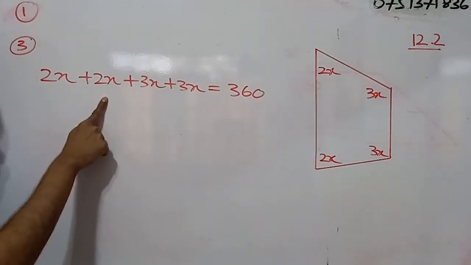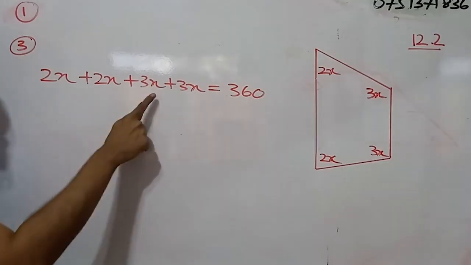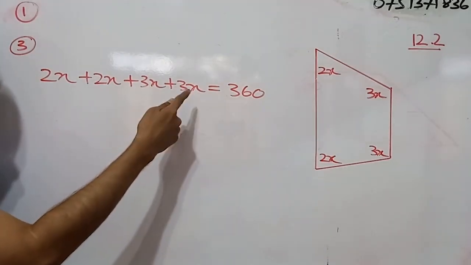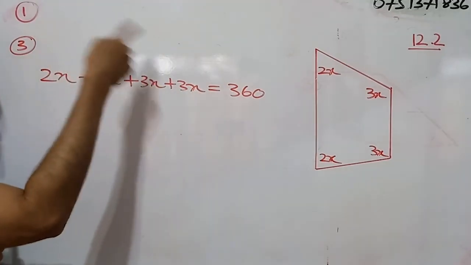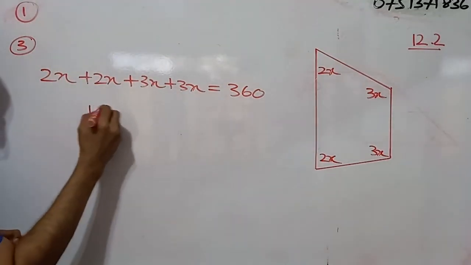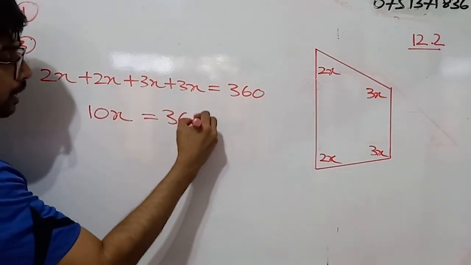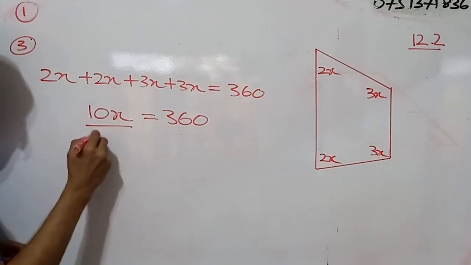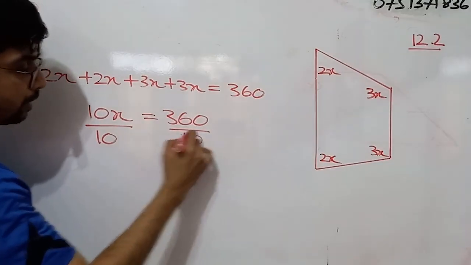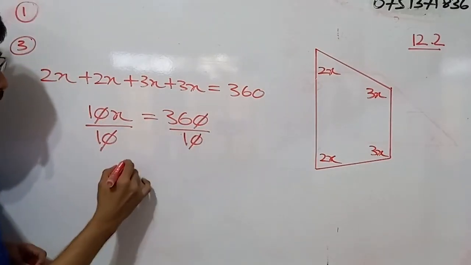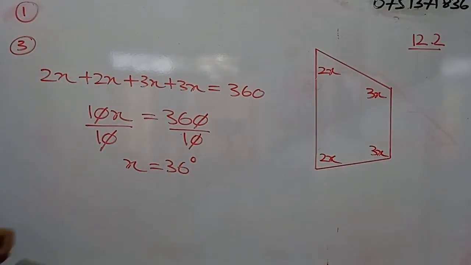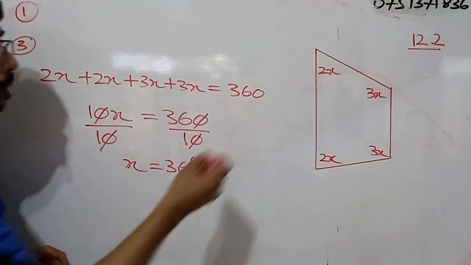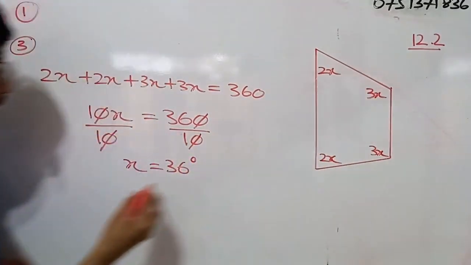So 2 plus 2, that is 4. So here we get 4x. 3 plus 3, that is 6. So 3x plus 3x means 6x. 4x plus 6x is 10x. So 10x is equal to 360. So we have to divide this side by 10. Do the same thing to the other side. So here x is equal to 36 degrees. But this is not the answer. This is the value of x. So we need to come up with the value of 2x and 3x.